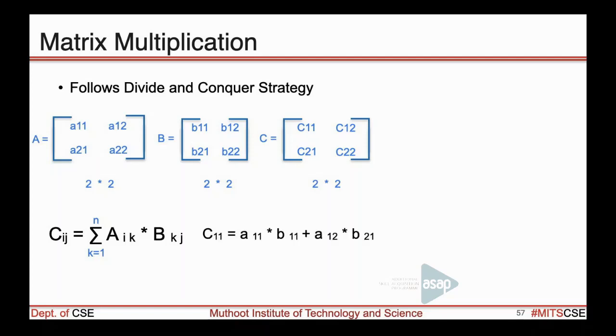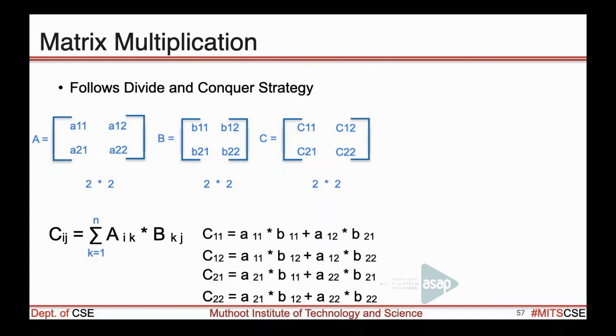Using this equation, we can get the formula for finding all 4 elements in the resultant matrix. That is C11, which is equal to A11 into B11 plus A12 into B21. This is the normal matrix multiplication that we use. Similarly, you can write C12, C21 and C22. So here we have done nothing, just the normal formulas of matrix multiplication.